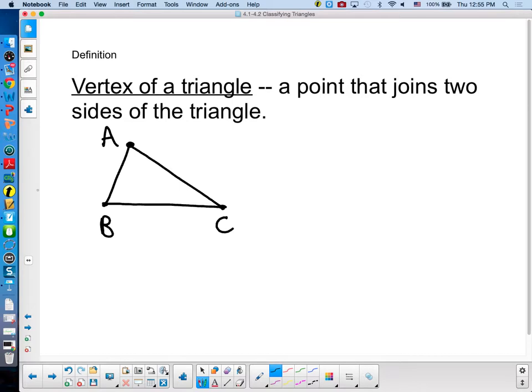So what is the vertex that joins segment AC and segment BC? The vertex that joins them is C, correct. And you could really tell just by looking at the names of them. What's the vertex that would join segment BA and segment CA? A would be that vertex. Okay, next screen.